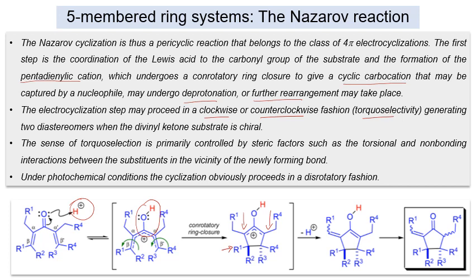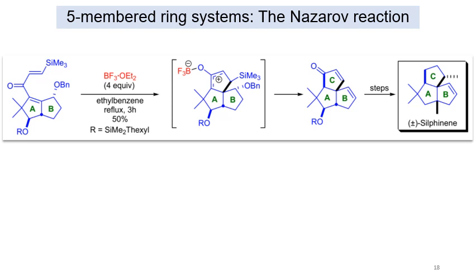We'll see some examples of the Nazarov reaction. You see this particular example that we are seeing here, BF3 etherate first coordinates with the ketone to give you a pentadienyl cation system arising out of this. This now undergoes a thermal reaction.